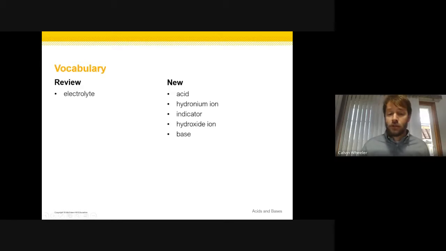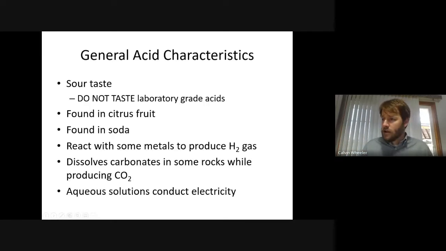So some new vocabulary terms for us. We have acid, base, hydronium ion, hydroxide ion, although that might be considered review because we did have hydroxide ion when we were learning about our nomenclature way back when. It was, if you recall, one of 2 polyatomic ions on our polyatomic ion sheet that end in IDE, the other one being cyanide. And then we'll learn what an indicator is.